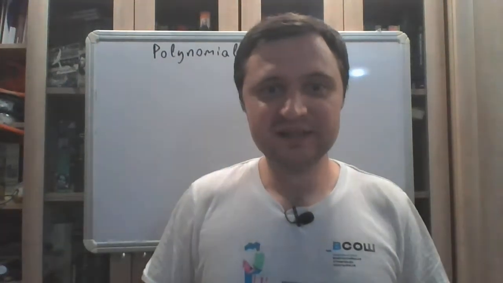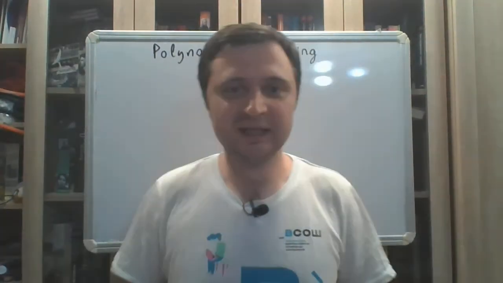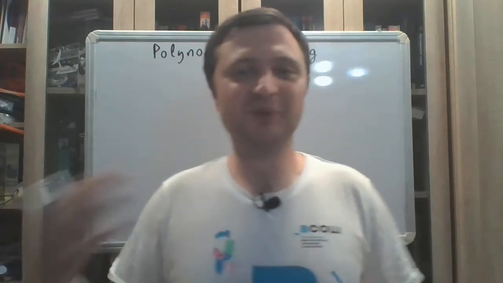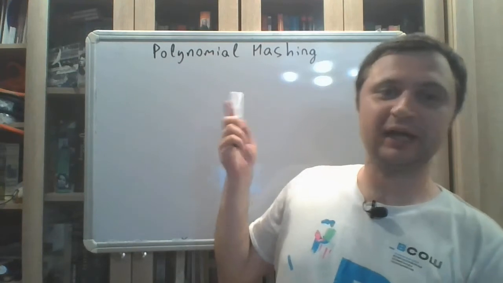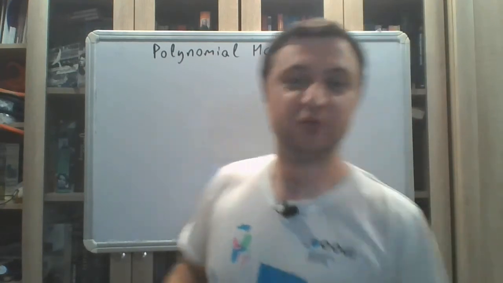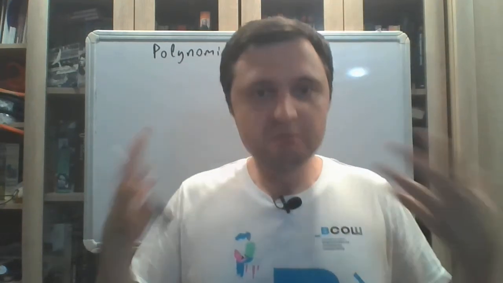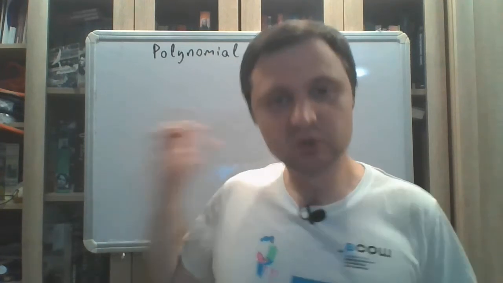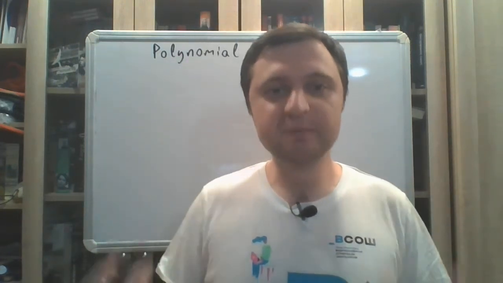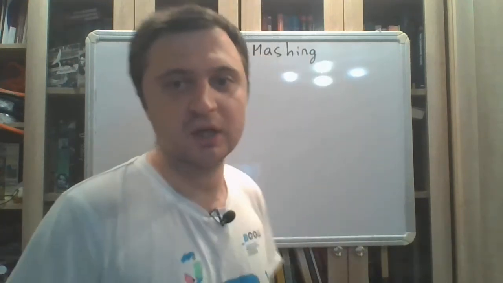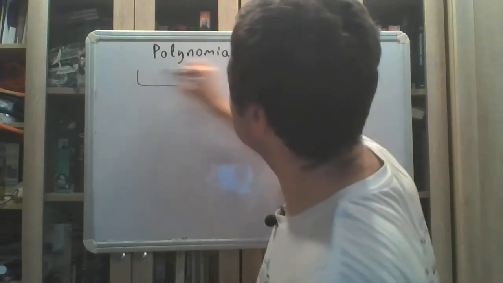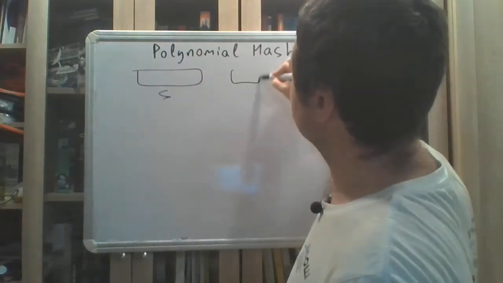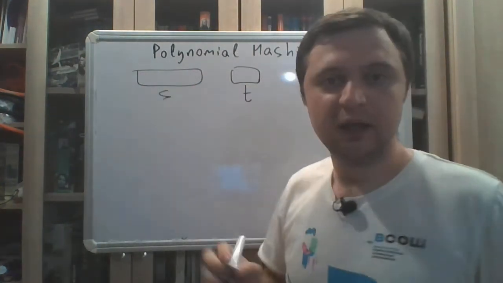Hello, in this video I will tell you about an algorithm or an approach to solving string problems called polynomial hashing. For example, one of the most obvious problems that can be solved by the polynomial hashing approach is finding a substring in another string. So let's say there is a long string, for example s, and a shorter string, for example t.